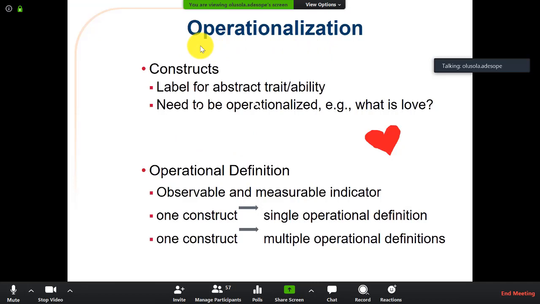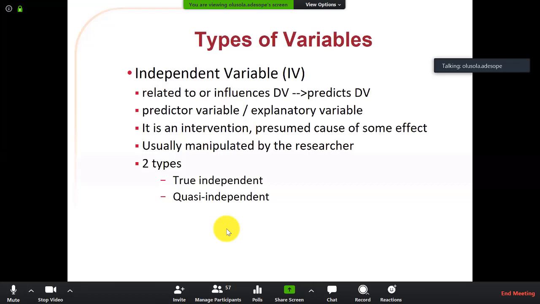So you need to think also about operational definition. You need to think about measurement. How do I measure interest? How do I measure motivation? And so on and so forth. There's also the concept of the types of variables, independent and dependent variables. Independent variables are related to or influence the dependent variables. Sometimes we say they predict the dependent variables, or they are called the predictor variables or explanatory variables.